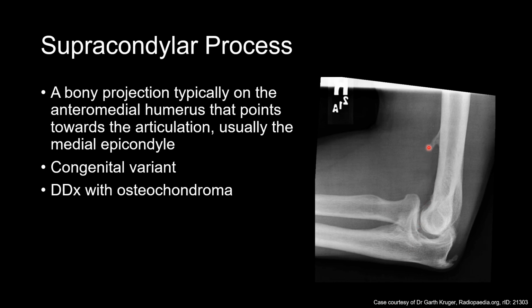Also, on a supracondylar process, you can often have what's called a ligament of Struthers that connects from the tip to the distal humerus, and it creates kind of like a foramen that neurovascular structures can pass through, typically the median nerve, and it can create some radicular or distal peripheral nerve neuropathies.